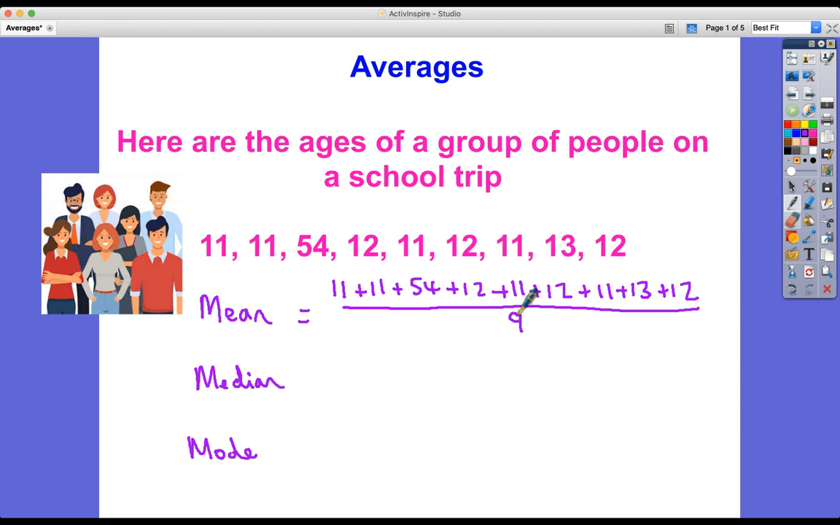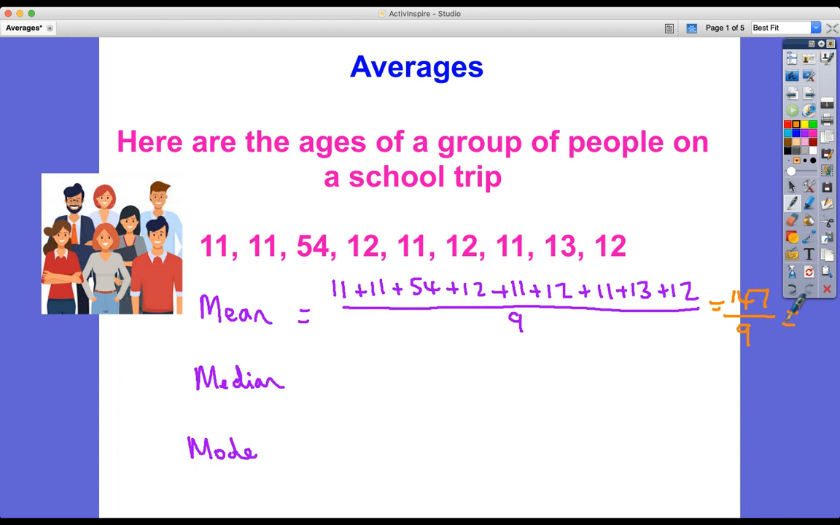So we've got in the calculator 11 plus 11 plus 54 plus 12 plus 11 plus 12 plus 11 plus 13 plus 12. And I get a total there of 147. So I've got 147 divided by the 9 people. So their total age, if we add up all the years that these people have been alive between them, is 147. And then we share by the number of people. So on average, how many years has each person been alive?